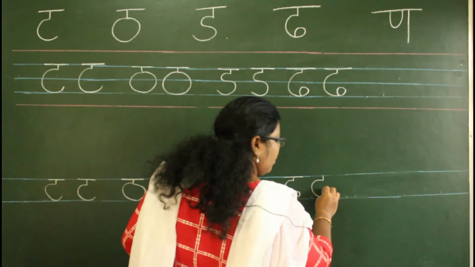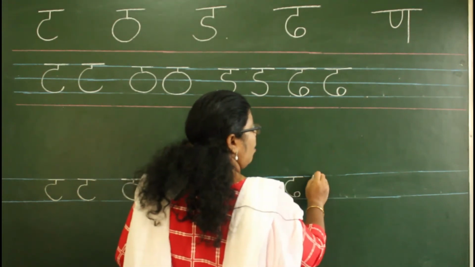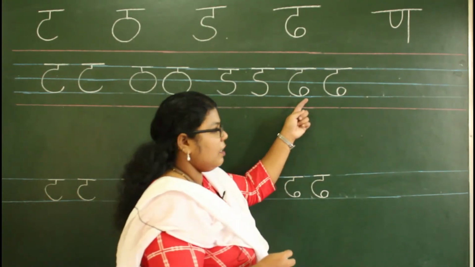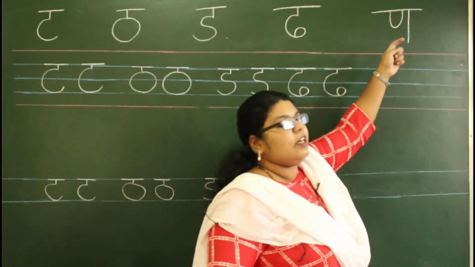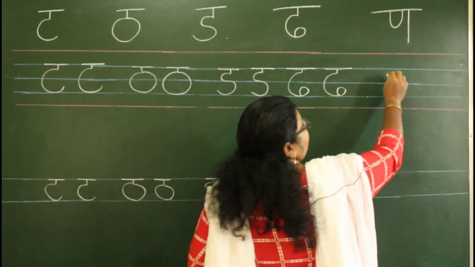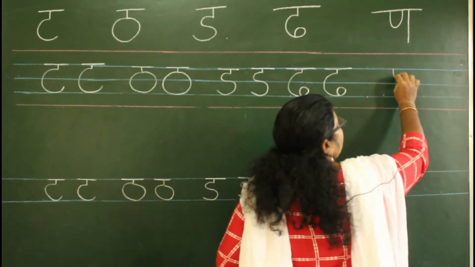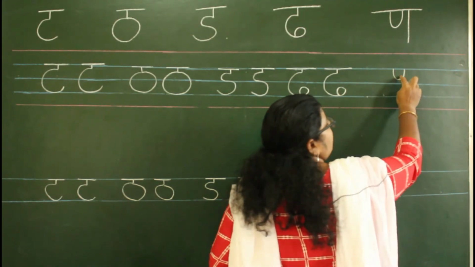Once more children, a small standing line, curve, round it as a circle, then on the top sleeping line. Once more, a small standing line, curve, round it to circle, then on the top sleeping line. Dha. Okay? Next is na.